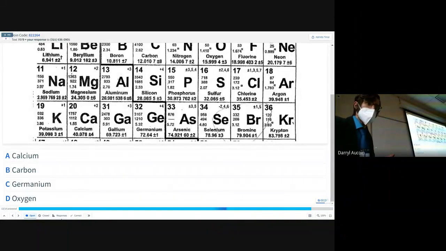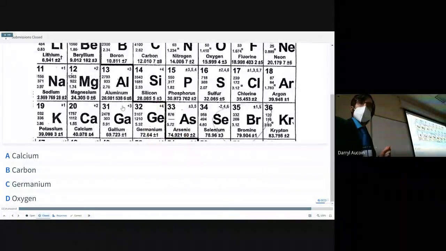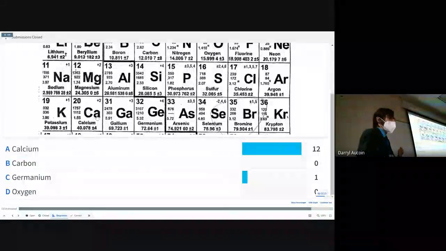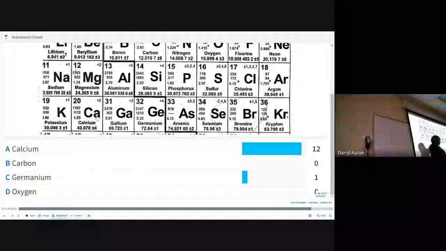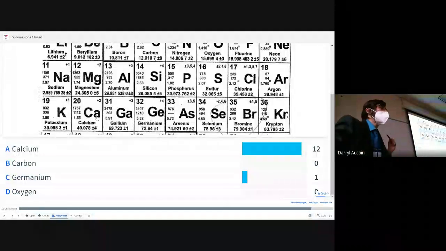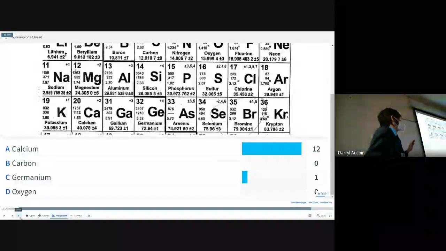So let's see what everybody said. Responses. Yep, so most people went with calcium. So calcium's the biggest one. Germanium was probably the second biggest of all those, and then carbon, and then oxygen. So mostly everybody went with the right one for that, and germanium was a pretty good second choice as well. So that was an example of figuring that out.